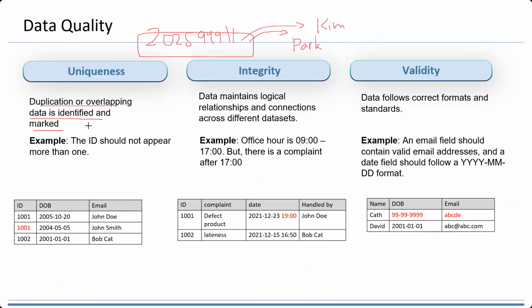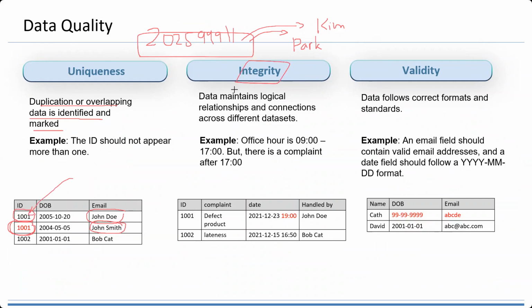Then, if there is a double or duplicate like this one, the ID is 1001, the name is John Doe. The ID is 1001 and the name is John Smith. Okay. We should pay attention if there is some duplication like this one.